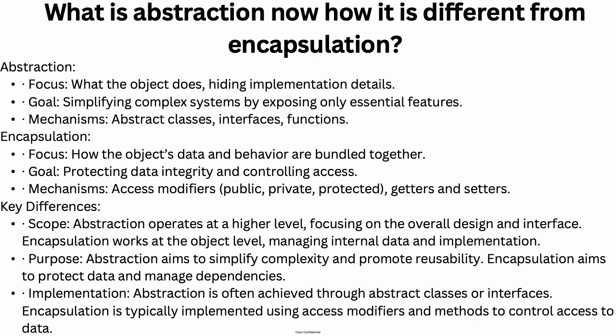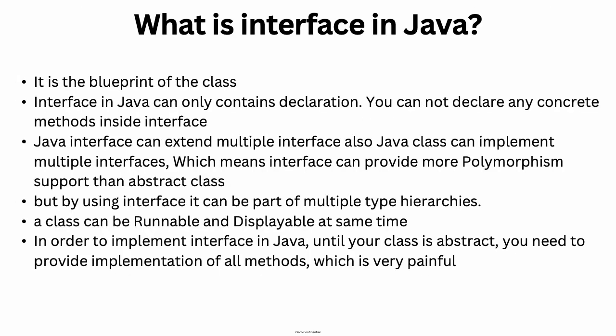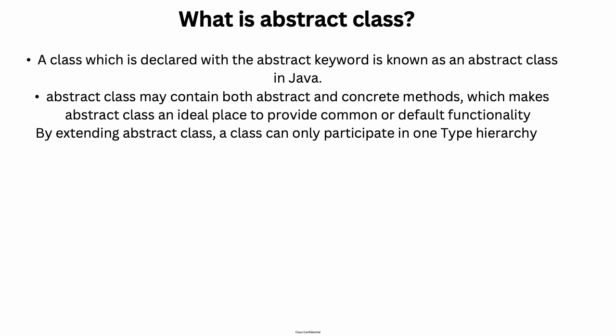Purpose-wise, abstraction aims to simplify complexity and promote reusability, whereas encapsulation aims to protect data and manage dependencies. Again, this is a basic question for a fresher: what is an interface in Java? You should know what an interface is. It is a blueprint of a class, and an interface in Java can only contain declarations. You cannot declare any concrete method inside an interface, but since Java 8, we can give some implementation there using static methods and default methods.